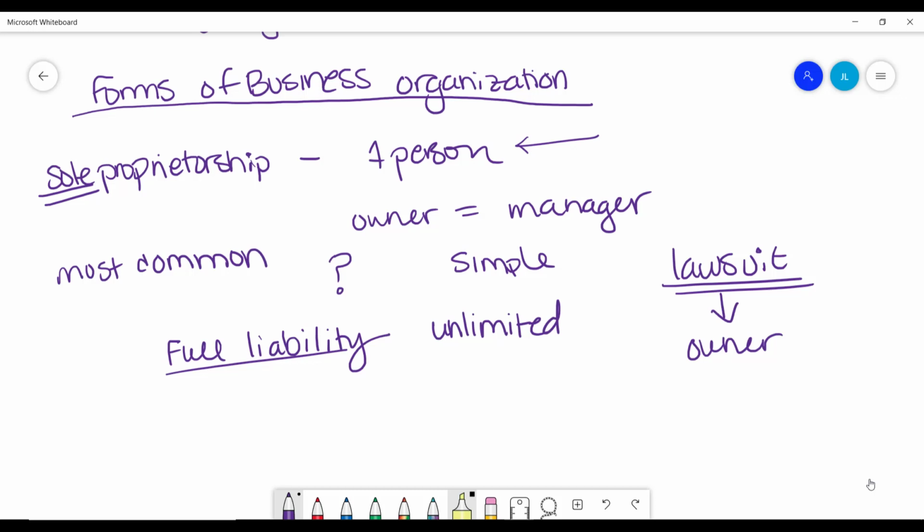Okay, so although it's the most common, it's the easiest to set up, and the owner basically has full reign, right? They often act as the manager. One con about this is that with this kind of business setup, the owner assumes full liability for any and all debts that the company might have, and any, for example, lawsuits or legal things that might happen down the line.